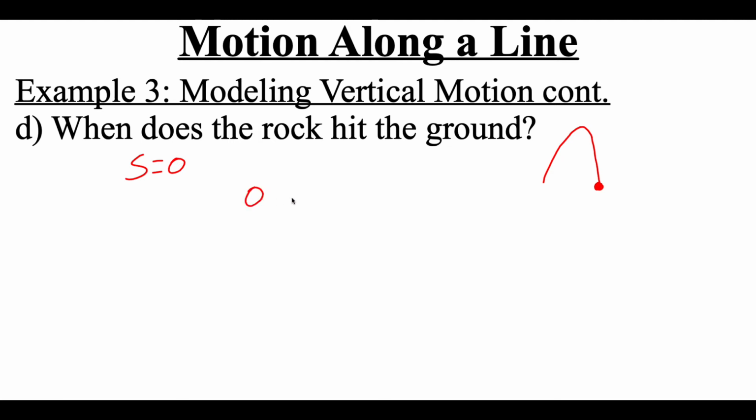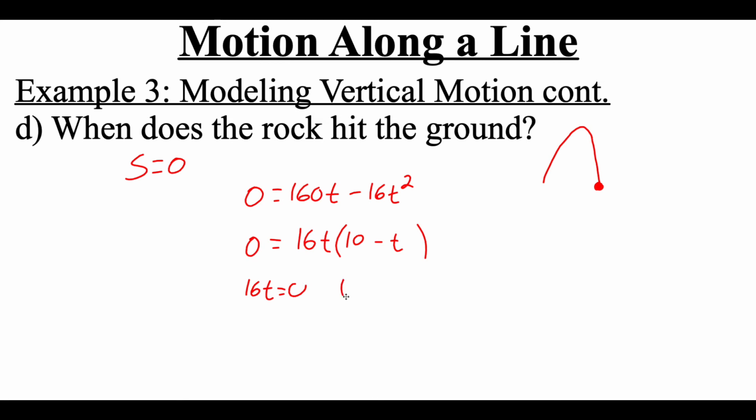So if we do 0 equals 160t minus 16t squared, I'm going to factor the right-hand side, and I'm going to take out a 16t. If I do that, I'm going to get 10 minus t. Setting both of these equal to 0, 16t equals 0. Dividing the 16 over, we get a time of 0 seconds. So that's right here before the blast happens.